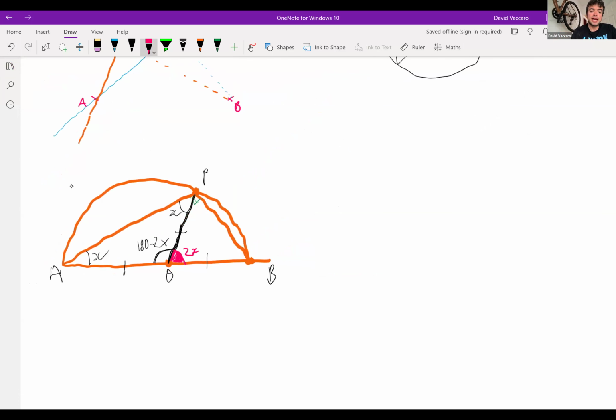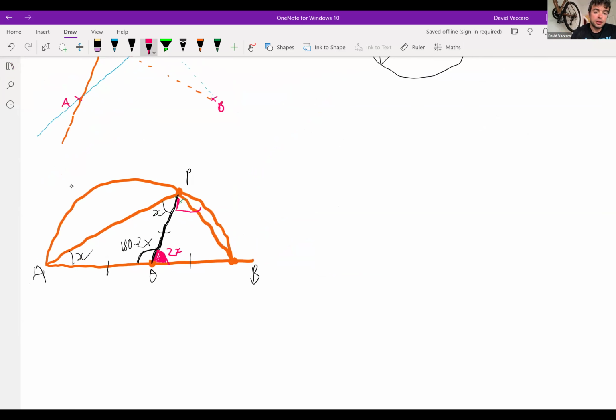And now if we consider the second isosceles triangle OPB, these remaining two angles must be equal. So they must each equal 180 minus 2x divided by 2, which is 90 minus x. And now if we consider the angle APB, that angle is x plus 90 minus x, so is 90 degrees. Okay.